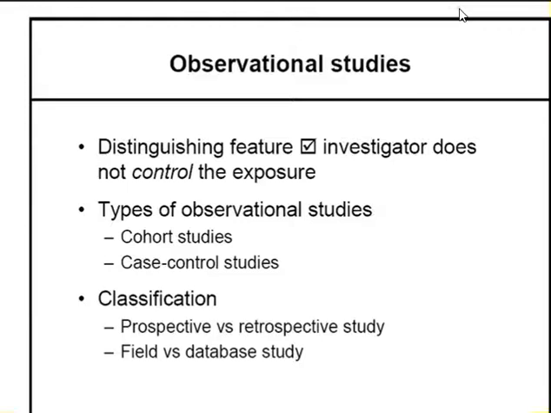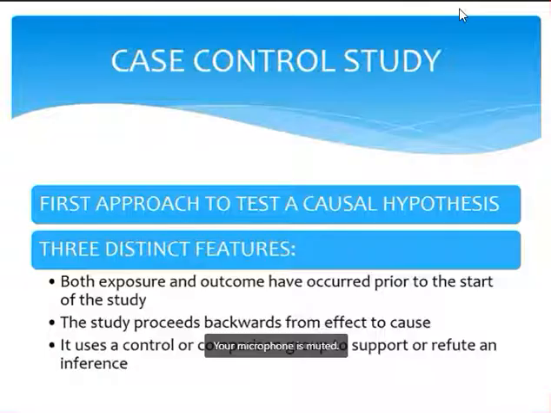Control the exposure. Okay, they are formed automatically. The people select themselves as exposed and non-exposed by choosing to either smoke or not smoke, or to drink or not drink. Okay, it's the individual's decision, and so the investigator does not control exposure, and so they are called observational studies.